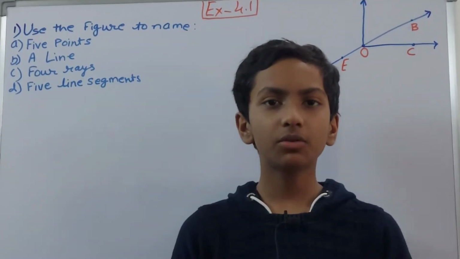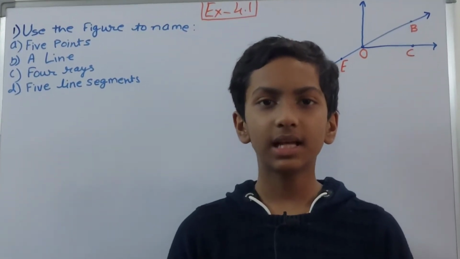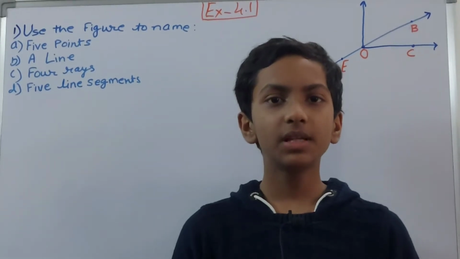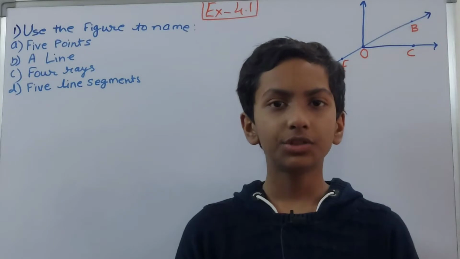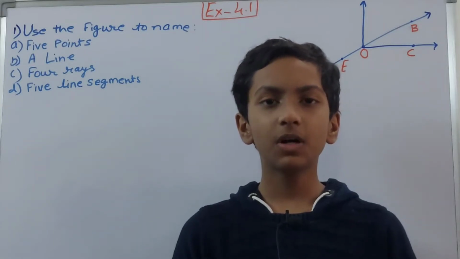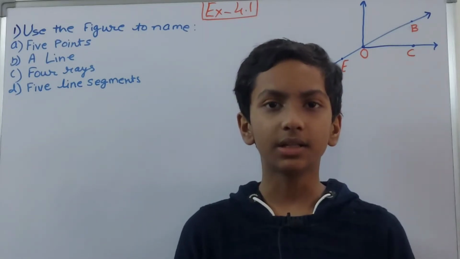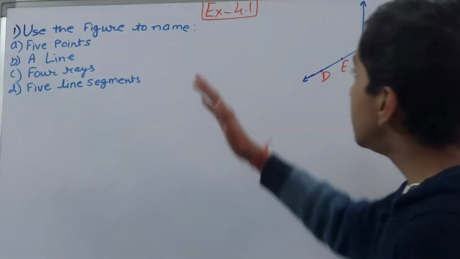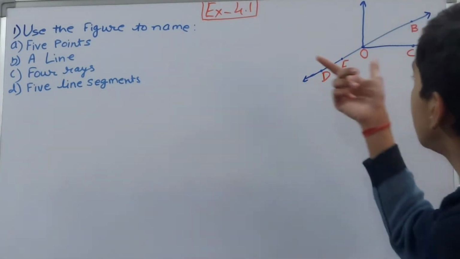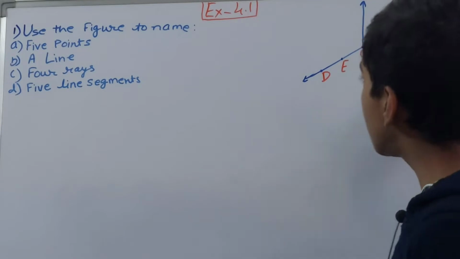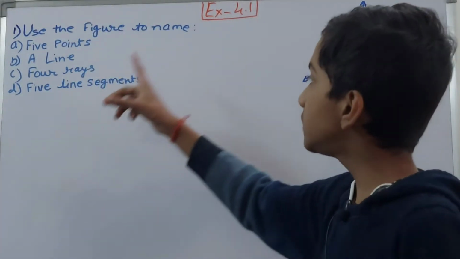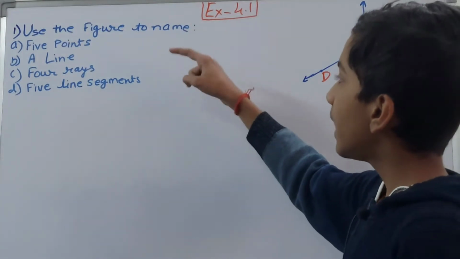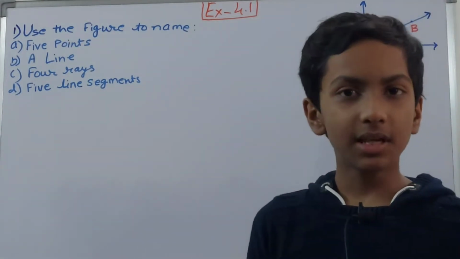In this video we are going to solve NCERT Maths Class 6 Chapter 4 Basic Geometrical Ideas Exercise 4.1 Question number 1. So friends, without wasting any time, let us get started. This question says use the figure to name. Now this is a figure given to us, and using this figure we have to name in it 5 points, a line, 4 rays and 5 line segments.